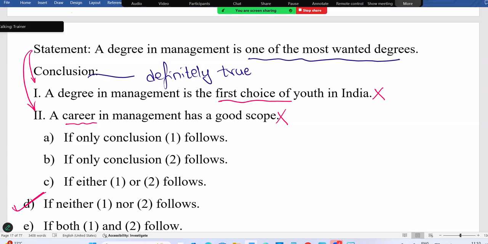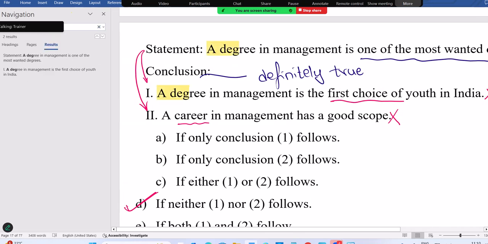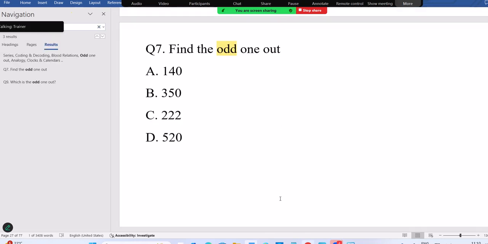Right? So that's wrong. Many people attempted this question wrong. The answer is neither one nor two. And the odd one out question also many people went wrong, so I'm going over that question as well. This question, odd one out.